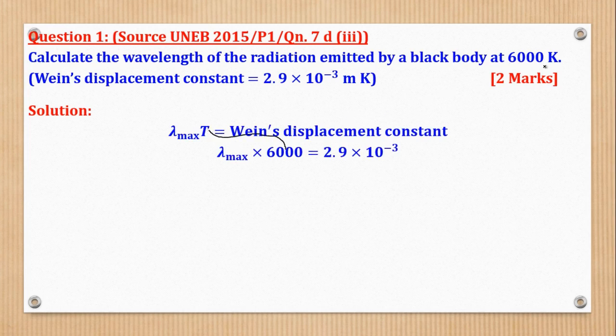Then you come and substitute for T, which is given. T must be in Kelvin. The good thing here is it is already in Kelvin. If it was in degrees Celsius, we would first convert to Kelvin. Then here equate to Wein's constant, and we have one unknown, make it the subject, and that is what they wanted.